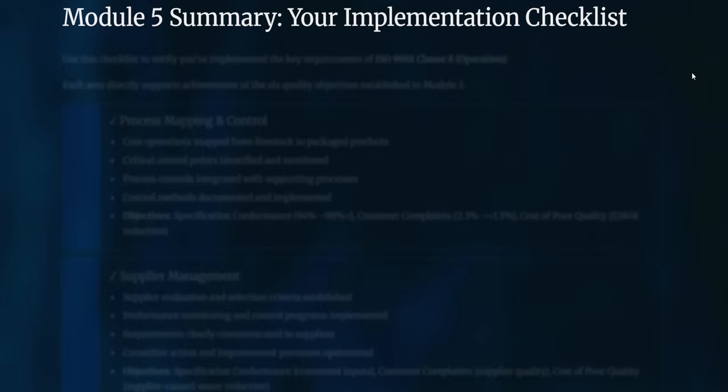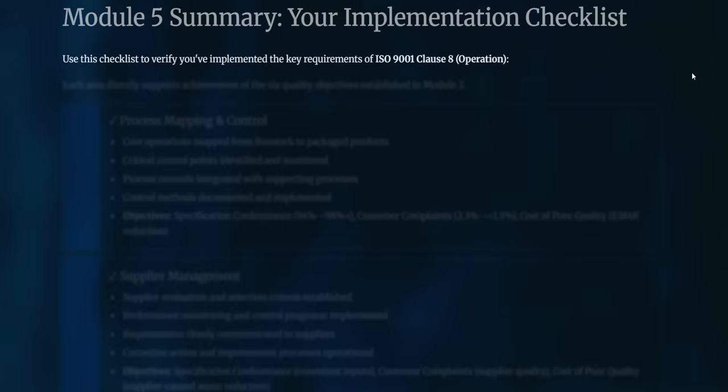So let's have the summary and the checklist for our module. Use this checklist to verify that you have implemented the key requirements of ISO 9001 Clause 8. So make sure you go through this checklist. Each area directly supports achievement of the six quality objectives that we have established through Modules 1, 2, 3, and 4.